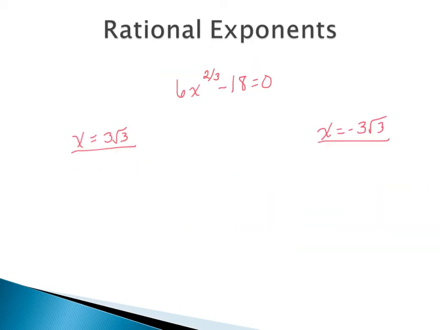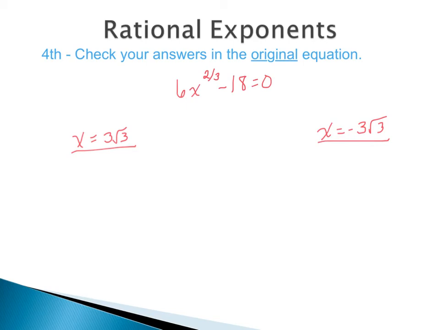Last, just like we had with solving our radical equations, we do want to check. Here I would strongly suggest that you use your calculator because we're dealing with rational exponents and radicals, so it can get a little hairy. So first we have two solutions, x equals 3 square root of 3, and then x equals negative 3 square root of 3. If I substitute in 3 square root of 3, we always go back to the original equation. So we'd have 6 times 3 square root of 3 raised to the 2/3 power minus 18 equals 0.